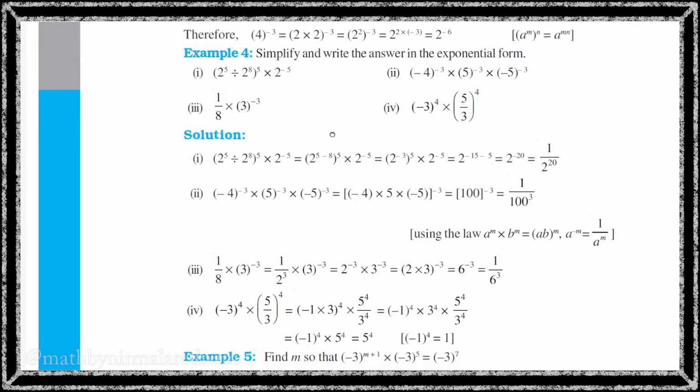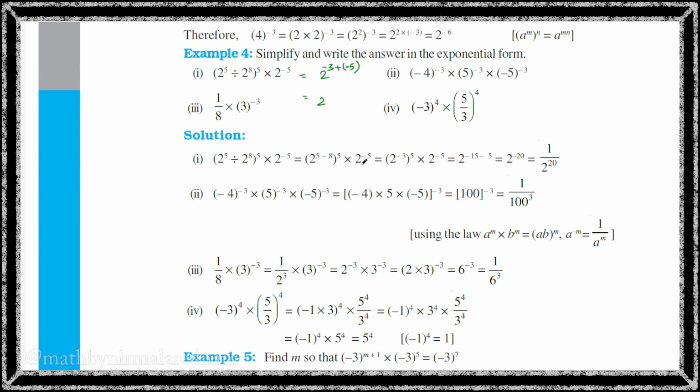Next, simplify and write in exponential form. Here you can see that all the bases are same. So simply you have to concentrate on the exponents. So 2 power, this is m minus n, which is minus 3, right? Plus of minus 5, correct? So this will give you minus 8.